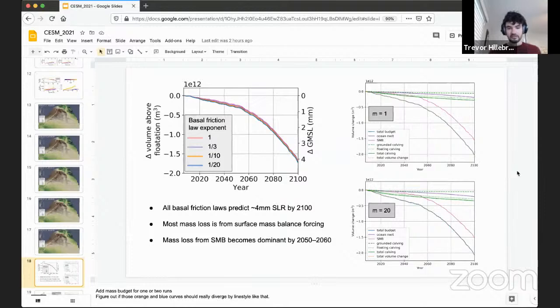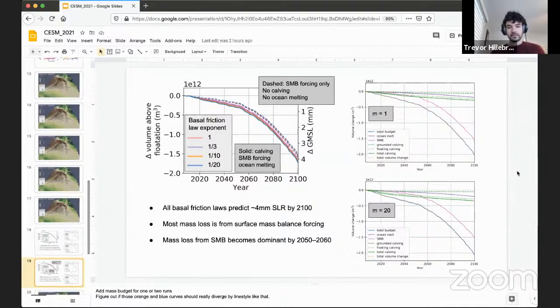And this is illustrated even further by what I'll show next, which is a set of runs using these same basal friction laws, but with ocean melting and calving turned off entirely. So just surface mass balance forcing and allowing the grounding line to migrate accordingly. So that's shown in these dashed curves here. So there's a slight decrease in the amount of sea level rise by the end of the century, but it's still on the order of 4 millimeters with only surface mass balance forcing.